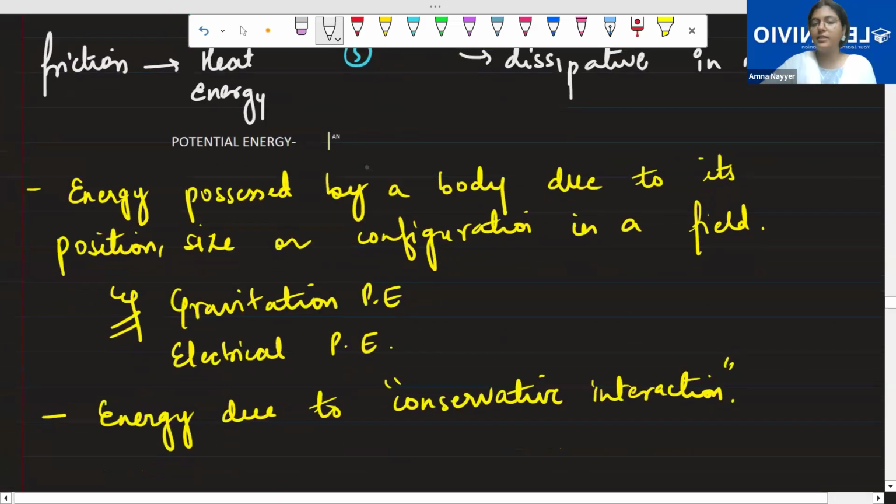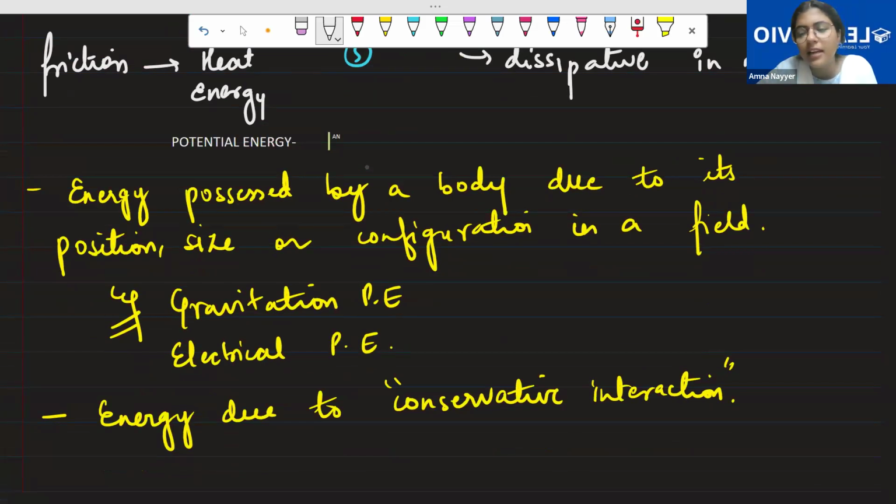Let me start with potential energy. Now, in your ninth class and all of your lower classes, the definition of potential energy was just that the energy possessed by a body when there's a change in position, size, orientation, or configuration. That definition is for your lower classes only, and you will not be able to solve numericals based on it. It is definitely correct, but that's just one part.